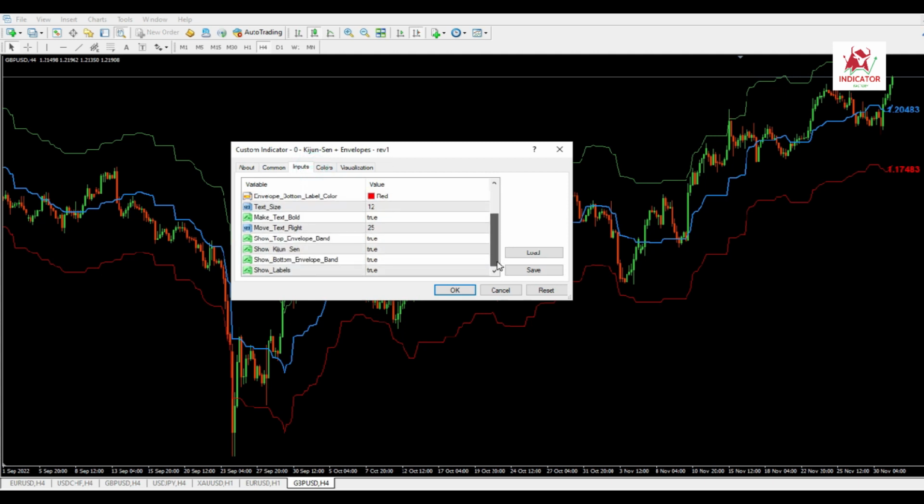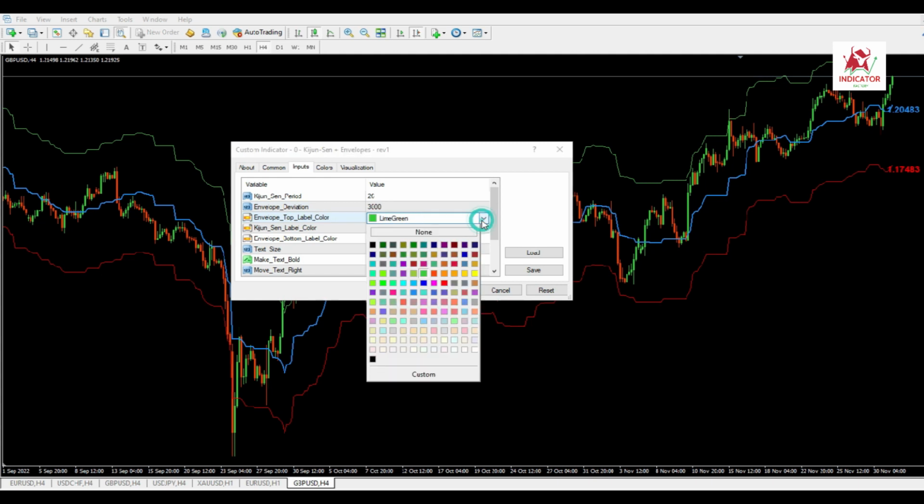We have the name Kijun Sen Envelope. The trend detector is the middle band. Whenever the price bounces above or below the middle band, it indicates a trend change. The middle band is what we call Kijun Sen. The good thing about the Kijun Sen Envelope indicator is that it pinpoints the price levels on each band.